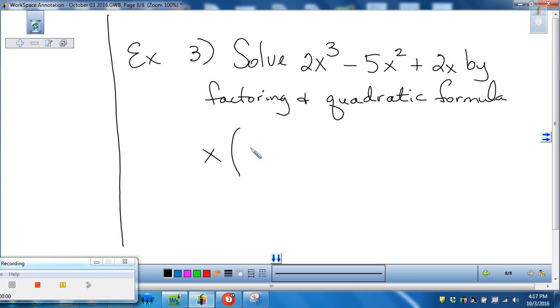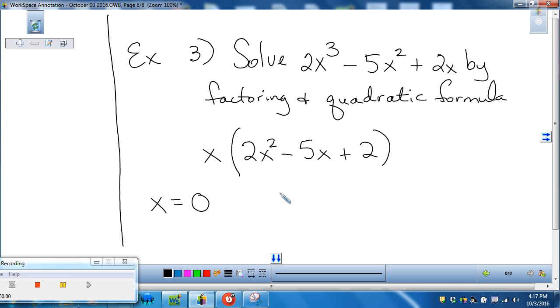So if we take out that x, we end up with 2x squared minus 5x plus 2. Now that we factored out that x, one of our zeros is going to be x equals 0. But the rest of it we want to take and use the quadratic formula to solve it.